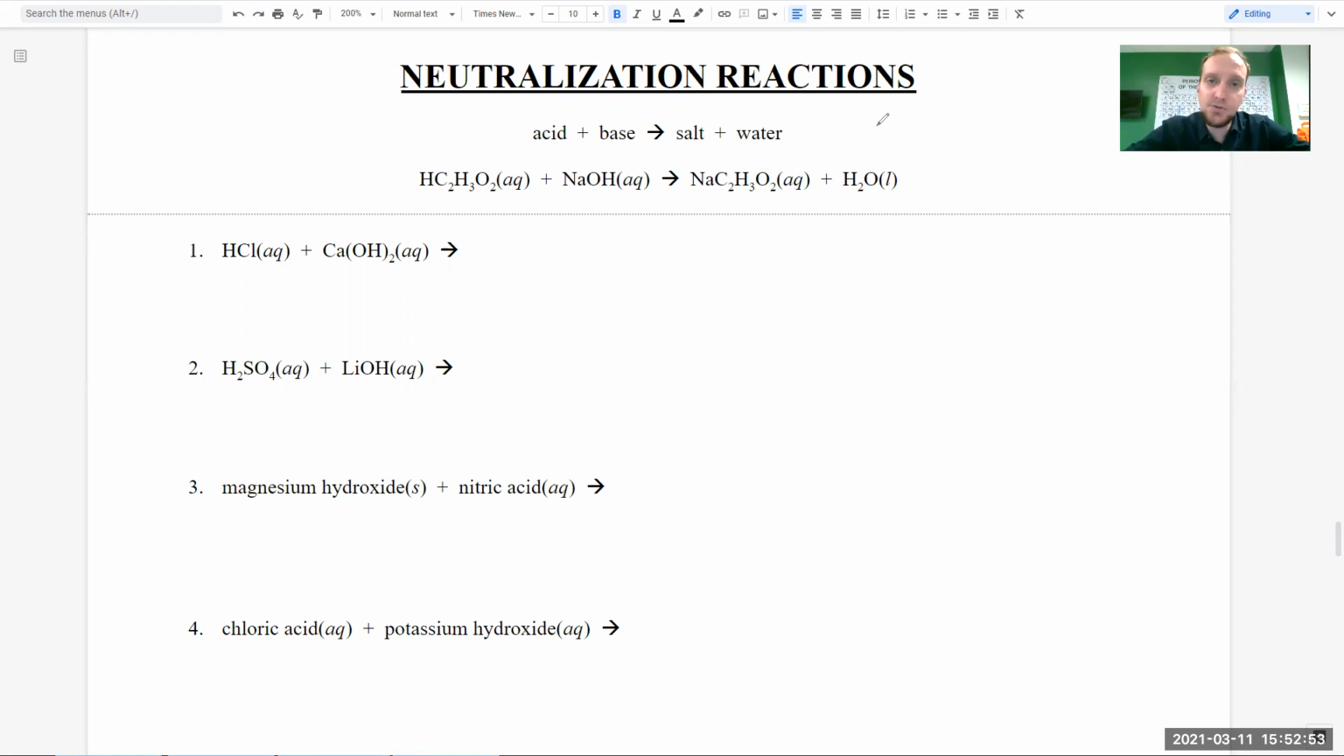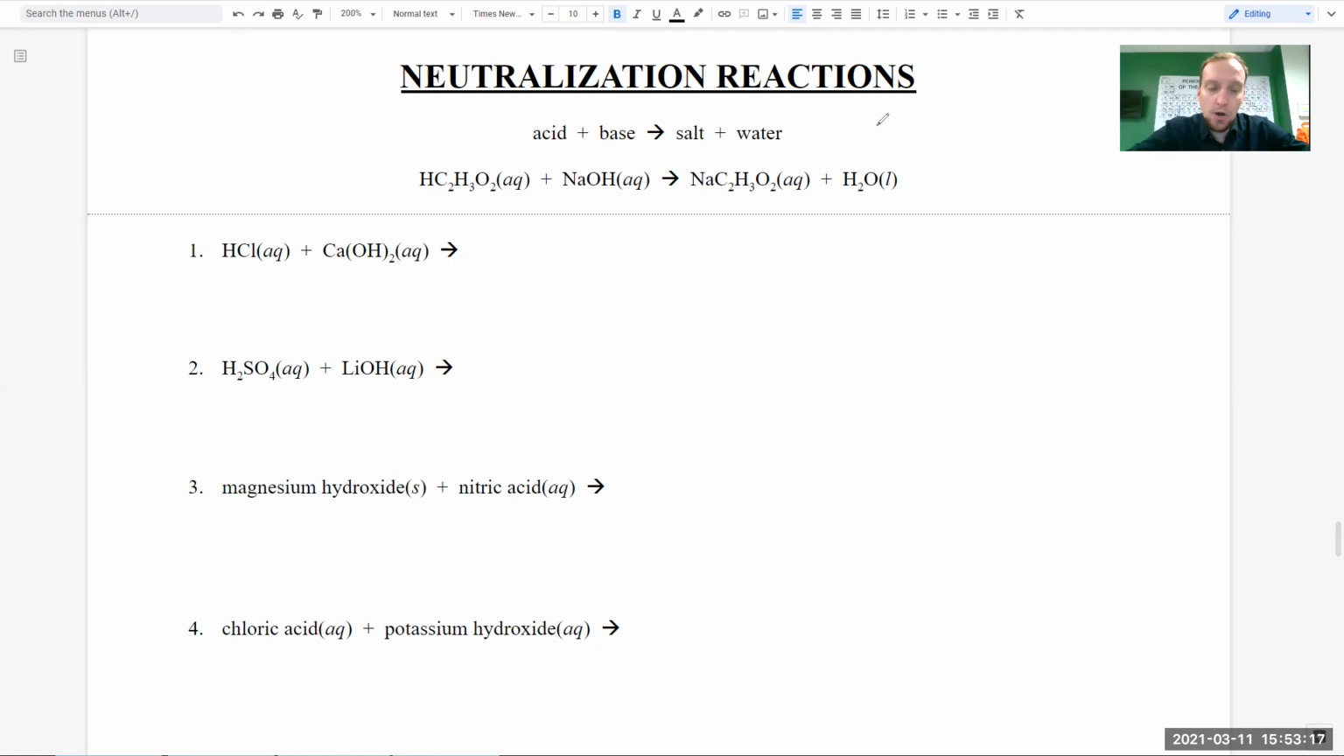Now, neutralization reactions are pretty easy to predict because they always produce the same two products. Every single time, we're going to produce water, and we're also going to produce some sort of salt. Salt is just another fancy way of saying an ionic compound. This does not necessarily mean table salt, but ionic compounds are generally called salts. So we're going to make salt and water.